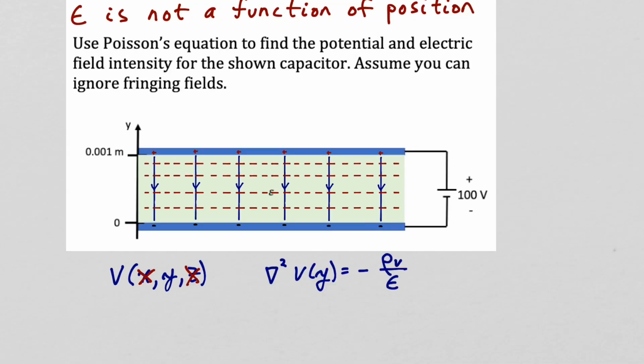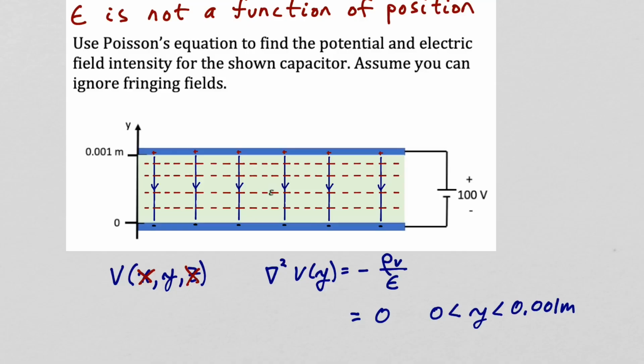So here is Poisson's equation, and we're going to apply it in the dielectric. The only free charge in the system is the free charge on the two capacitor plates. So as long as we're in the dielectric, rho sub v is 0. So that is when y is greater than 0 and less than 0.001 meters.